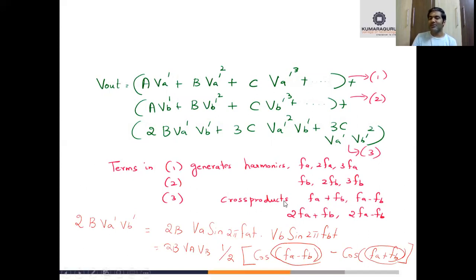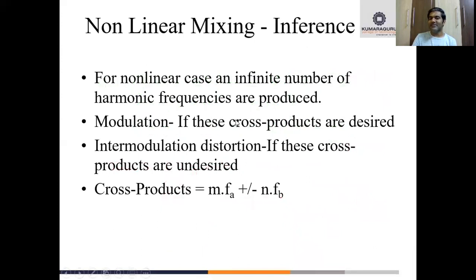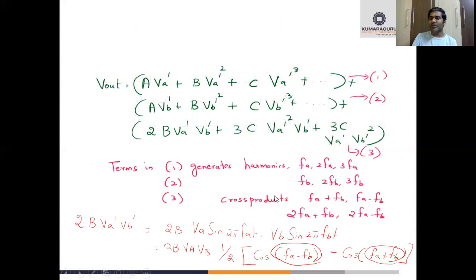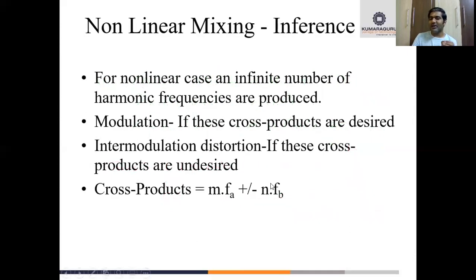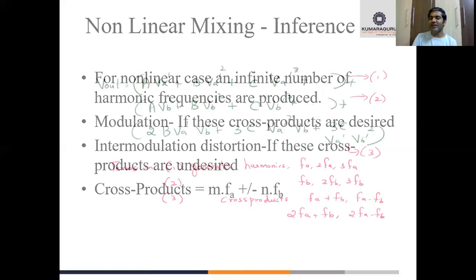So this cross product, if you require cross product in some applications, this kind of up conversion or down conversion will happen. That is, your frequency component will either be increased or decreased. This process is in a way called modulation. Okay, that is, you're increasing your frequency. So if the cross products are desired, if in any application you want your cross products to be present, that is a kind of modulation. This cross products will lead to modulation. Okay, and if your cross products are undesired, okay, see, if you do not want cross products, then if your cross product is undesired, it is called intermodulation distortion.